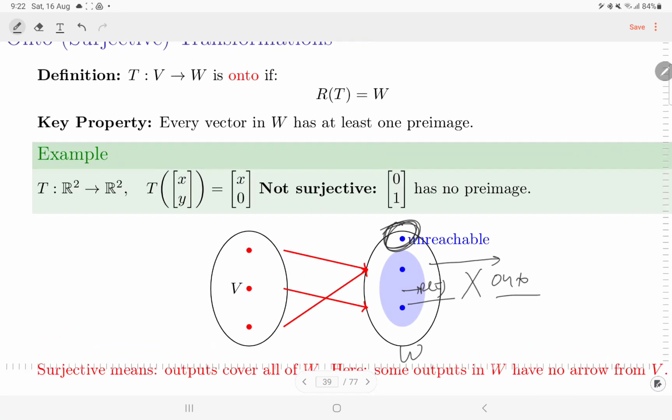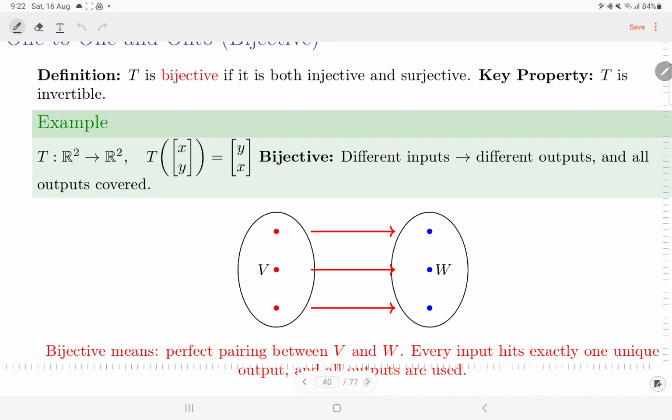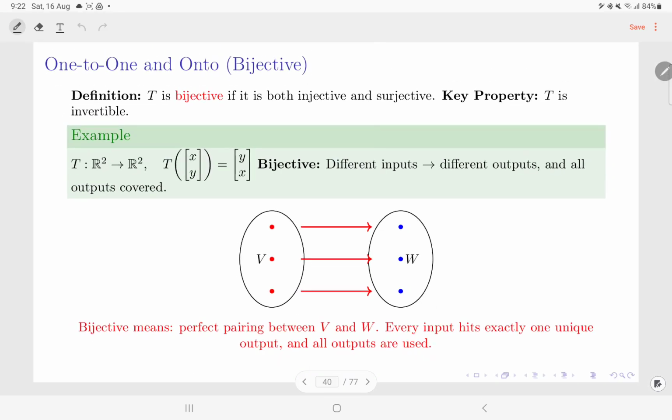Okay, let's understand this with some example. Bijective is the intersection of surjective, onto, and one-one. It is both one-one and onto. This may not be used in solving your assignment questions. Let's go. This is just for completing the theory part.